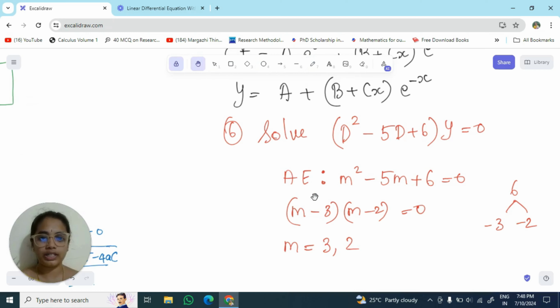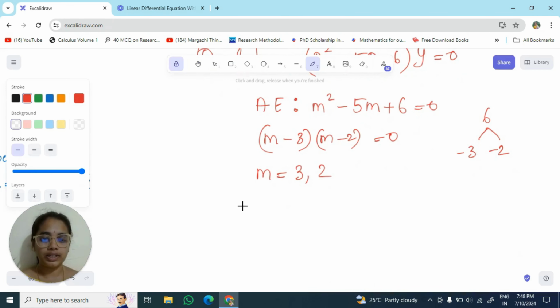Or you can write the CF as what? We can write the CF, the complementary function or the final solution, would be C1 e to the power 3x plus C2 e to the power 2x. This is our final solution.